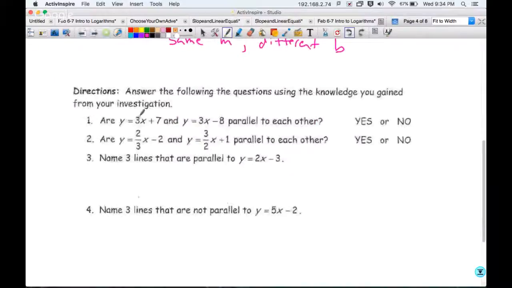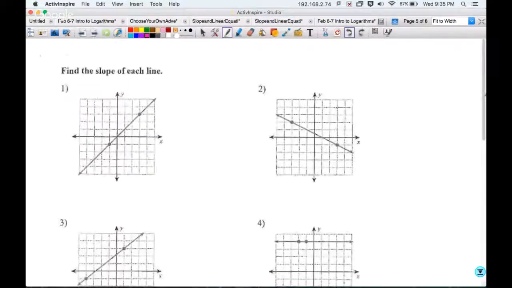Let's apply that down here. Are these two parallel? Well, they've got the same m value, different b values, so yes. These ones here, those m values, they're different, so no. All right, now I'll let you fill those in where you name those lines.